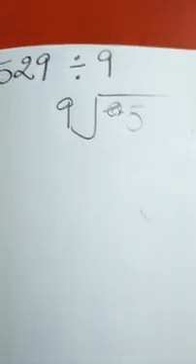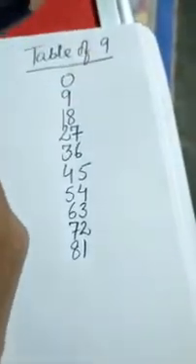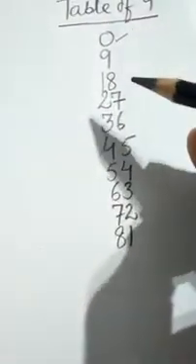Now we will start our division. Firstly we will write here 9, and here we will write 5. Now we will start the division. We will observe the table of 9, so that we can divide 5 by 9. What will we see here? We can see here only 0 can be written under 5.